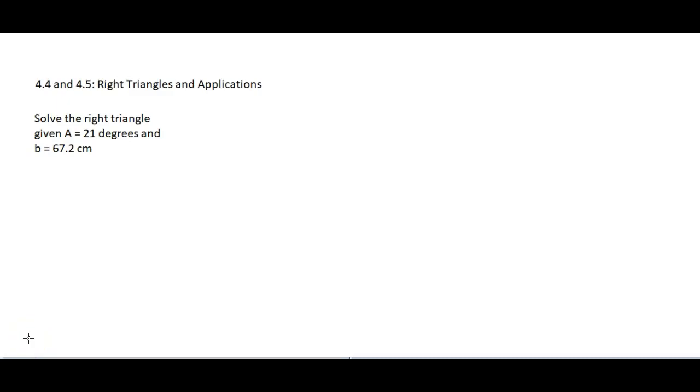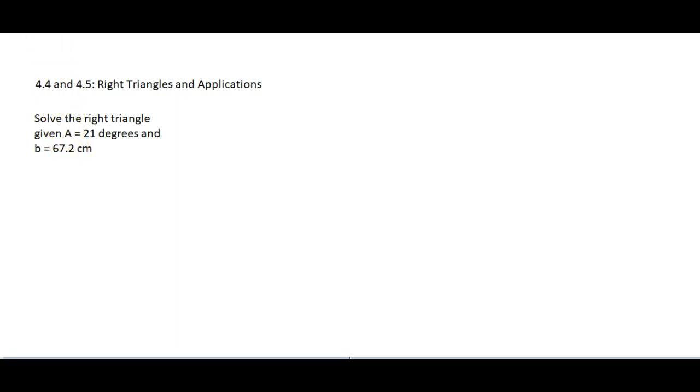Okay, in this section we're going to work on solving right triangles and some applications, just a little terminology for that. First of all, when you're solving right triangles or solving any triangle, what you are doing is you're looking for all unknown angles and unknown sides. In this case, for the first example, we're given one angle and one side. So we'll be looking for the other angles and the other two sides.